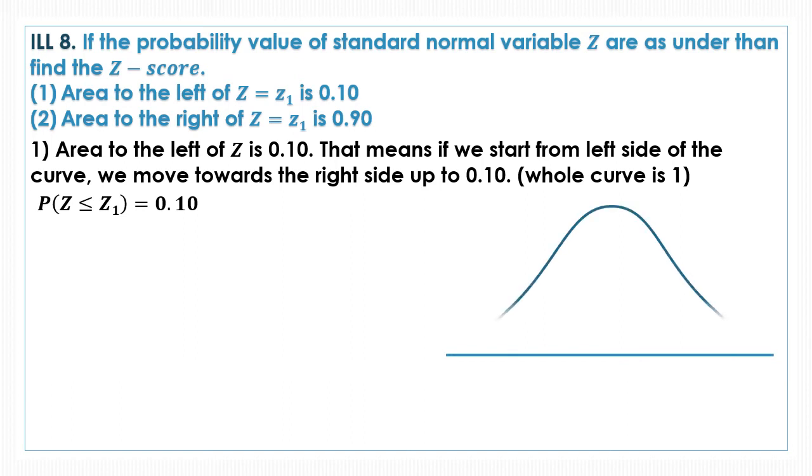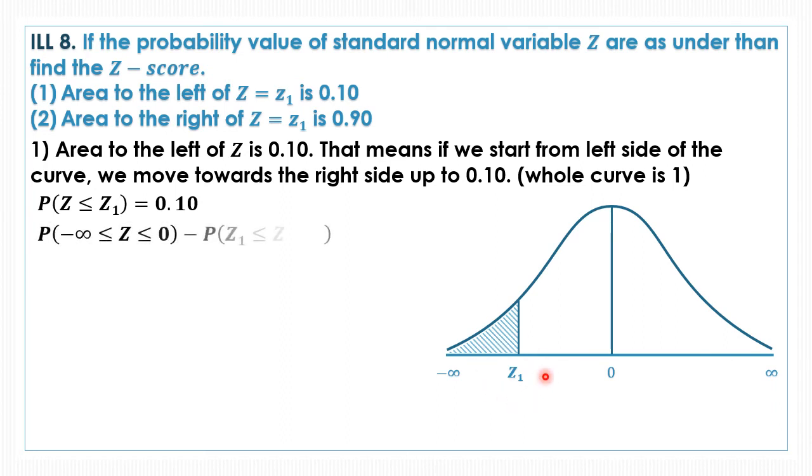Now let's just draw the curve here so that we can get an idea. We are starting from the negative infinity side because that's the left side, and we just go up to 0.10. This is again a very small probability, so it will be z1 and it will be on the same side. This time z1 is on the negative part of the normal curve, so whatever answer we get for z1 will be written in negative values.